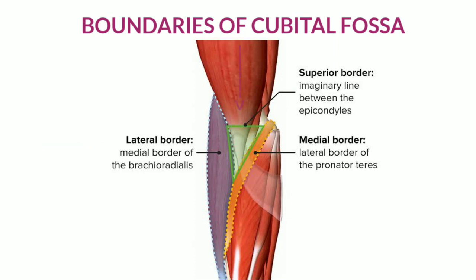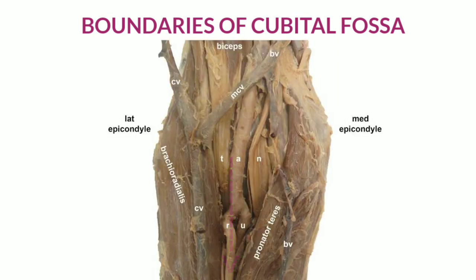And the base is an imaginary horizontal line formed by joining the medial and lateral epicondyles of the humerus. We cannot appreciate the base of the cubital fossa here because it is an imaginary horizontal line. And the apex is the point of intersection of the medial and lateral boundaries. It is the point where brachioradialis overlaps the pronator teres muscle.